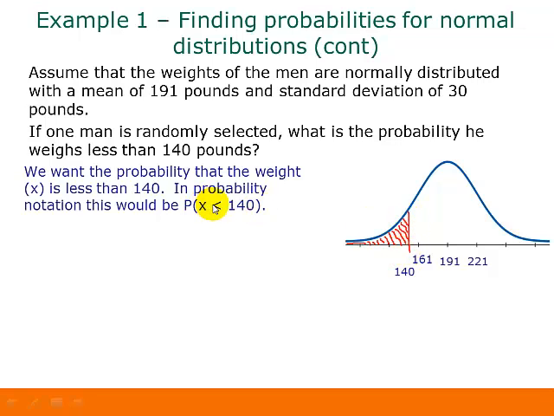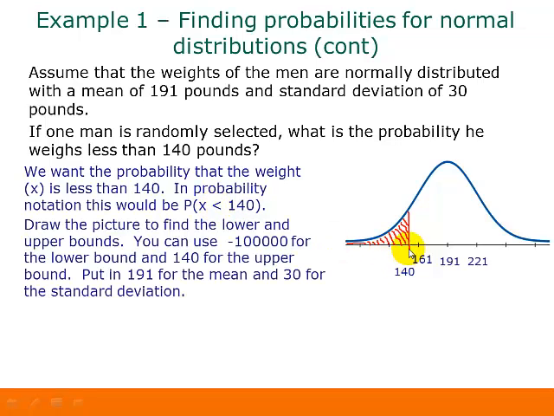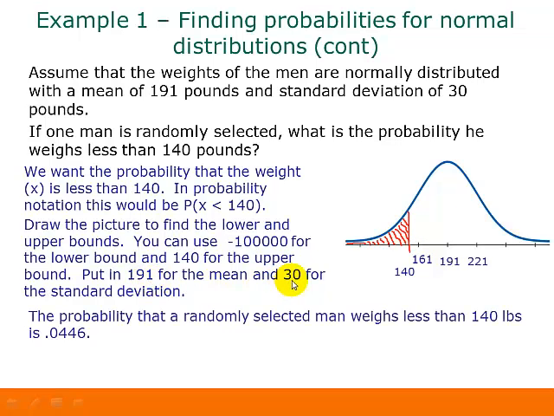So we want the probability that x is less than 140, which means that we're going from 140 to the left. Again, we can look at which direction this inequality points to tell us which direction to shade. So again, we don't have a bound on the left end, so we're going to use a large negative number like 100,000 for our lower bound. We'll use 140 for our upper bound. And this time we're putting in 191 for the mean and 30 for the standard deviation. So if you put that into your calculator, you should get an answer of approximately 0.0446.